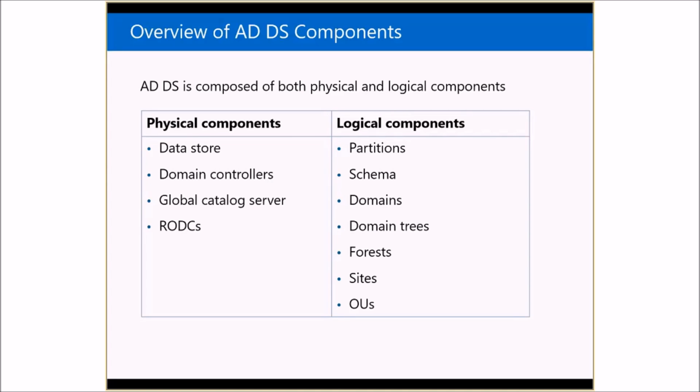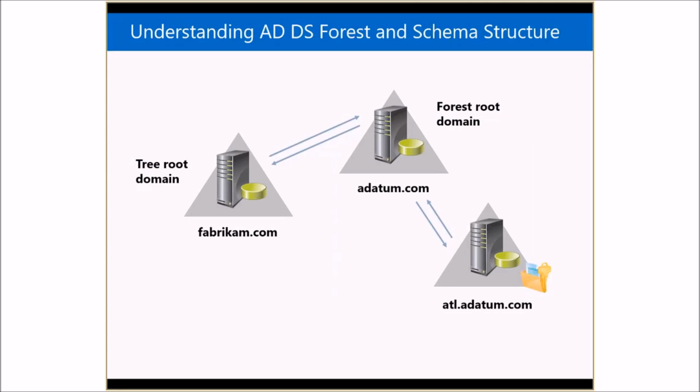Like, for example, we have partitions, we have schemas, we have domains, we have domain trees, forests, sites, and OUs. They are all logical components that actually allow us to structure our Active Directory tree, not in real life, not in the physical world, but in the virtual world or in the computer world. Okay, so if you look at this diagram, you might have seen this from previous class, but here's an example of an Active Directory forest.